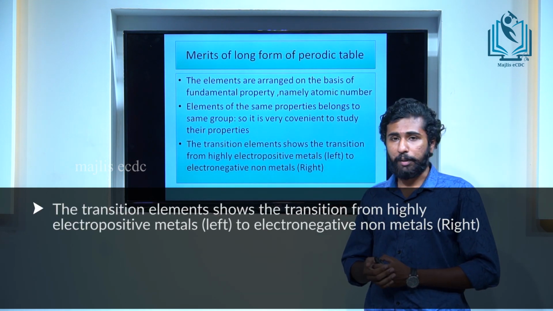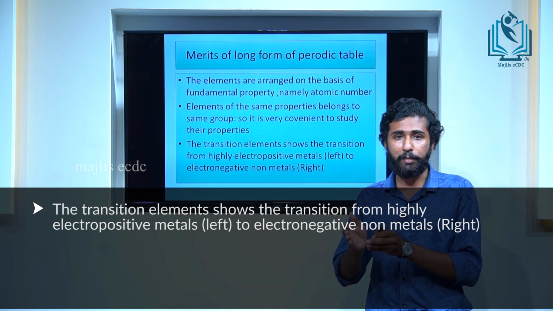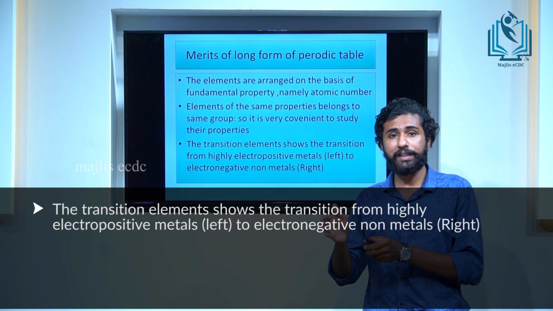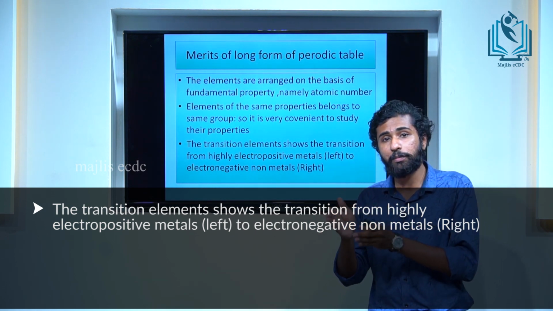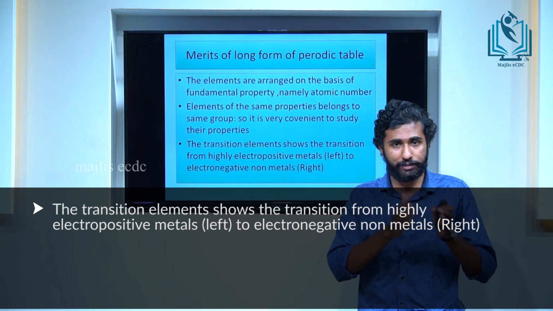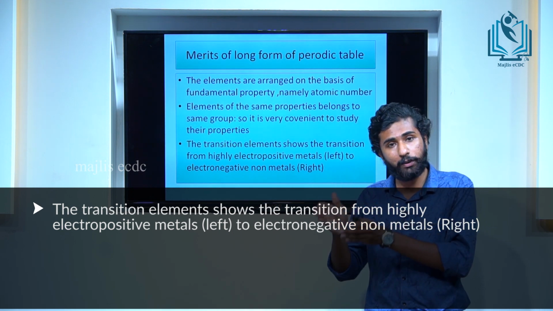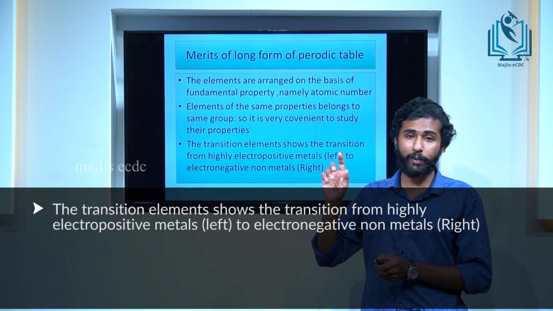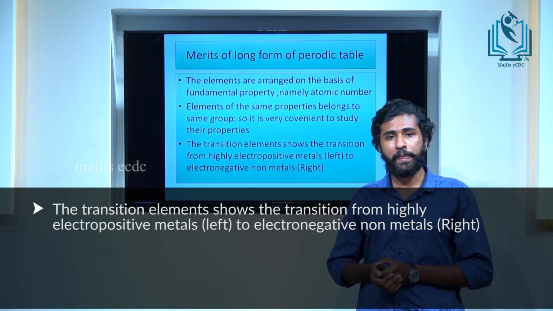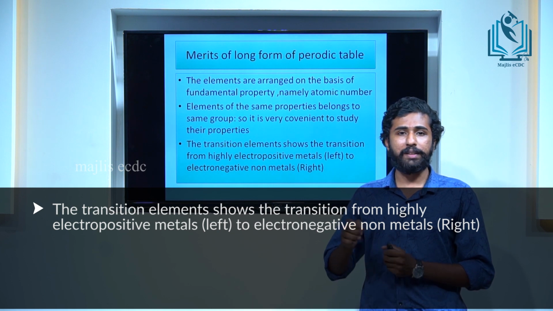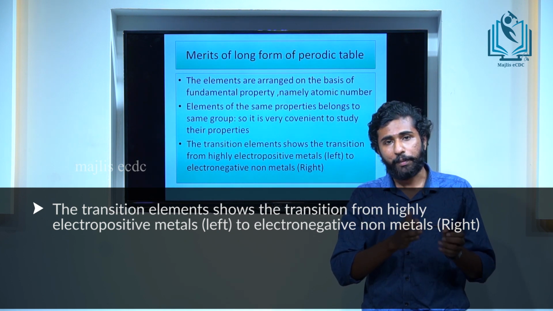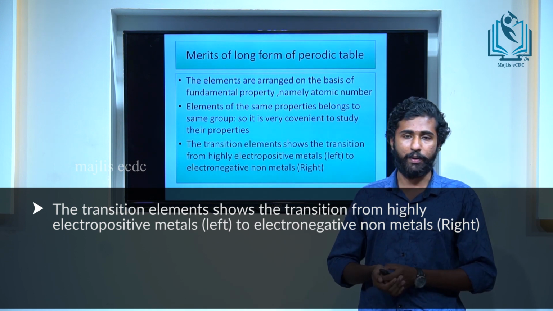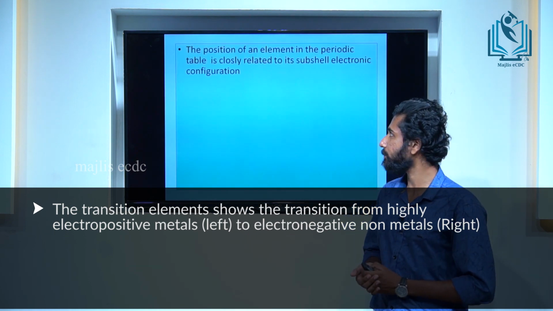The transition elements, that is the elements that belong to group number 3 to group number 12, show the transition from highly electropositive metal, which is present at the left side of the periodic table, to highly electronegative non-metal, which is present at the right side of the periodic table. So that's why they are named transition elements. One point that you need to remember is, at the left side of the periodic table we have electropositive metals, and at the right side we have electronegative non-metals.